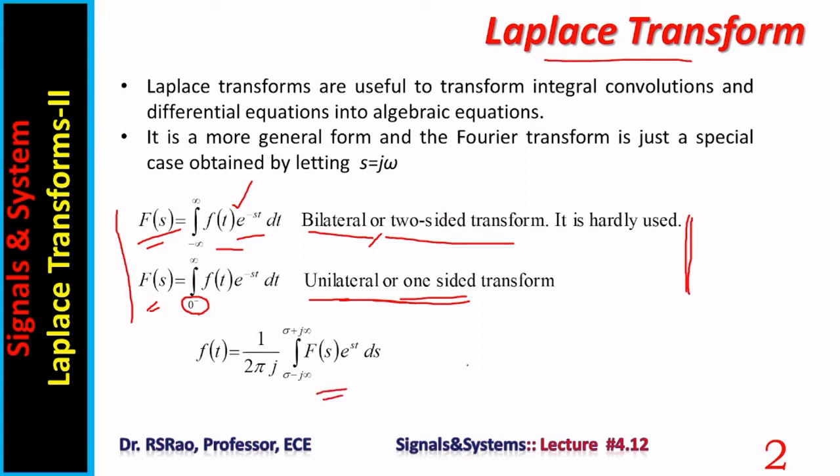Now, after forward, we consider the definition of the reverse transform, which gives a time domain signal from a frequency domain signal. f of t is equal to 1 by 2 pi j, integral from sigma minus j infinity to sigma plus j infinity of F of s e power st ds.